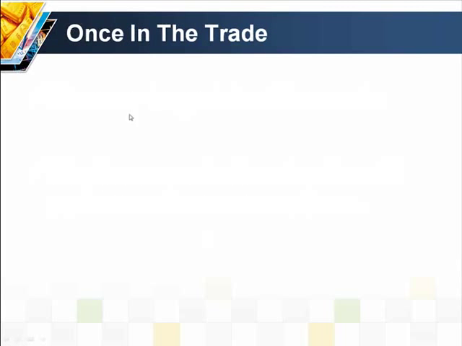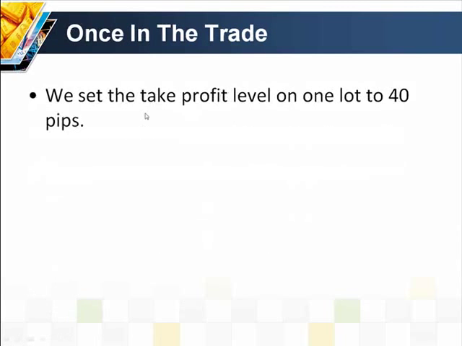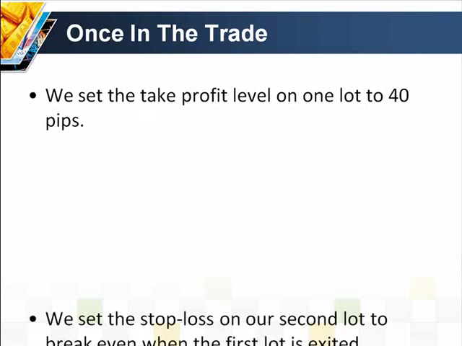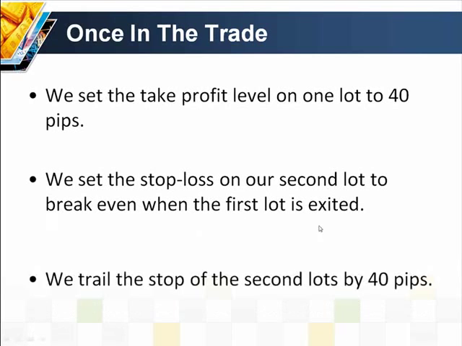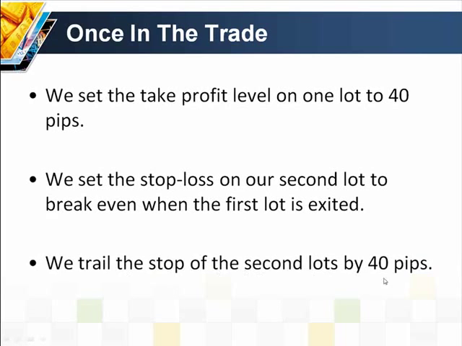And once we're in the trade, we need to manage that trade. So we set our take profit level on one lot to 40 pips. When that first take profit level is hit and our first lot is exited, assuming that the trade does move in our favor, we set the second stop loss for our second lot to the break-even point when the first lot exits, and we trail that stop by 40 pips.